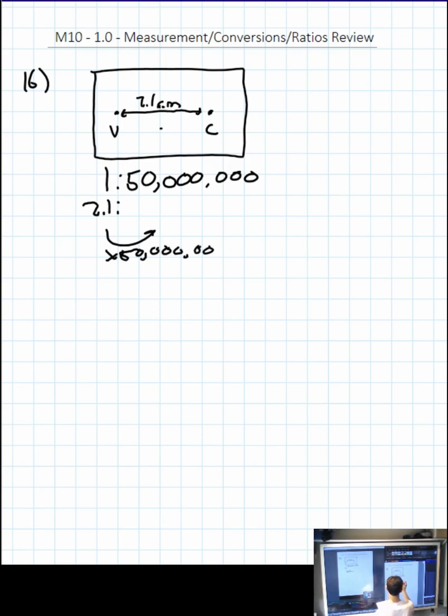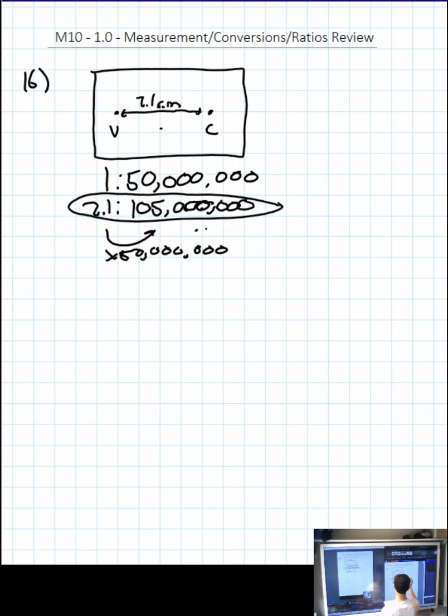So we'll just simply take the 2.1 and times it by that. And 2.1 times 50 is 105 with 6 zeros after it. Circle only our answer. So, what are our units? Well, our units are in centimeters. We have to take that number and convert it into kilometers because that's what the question asked for.